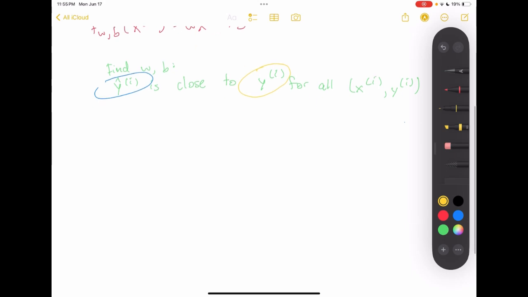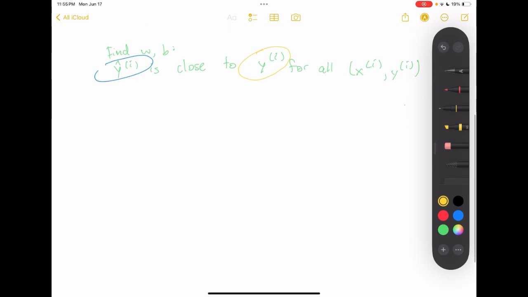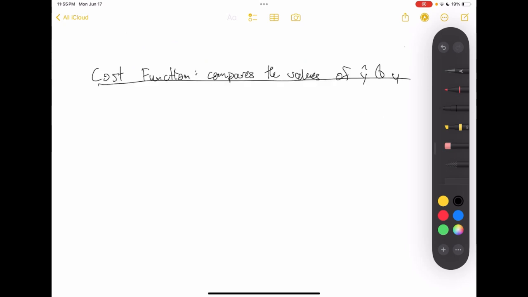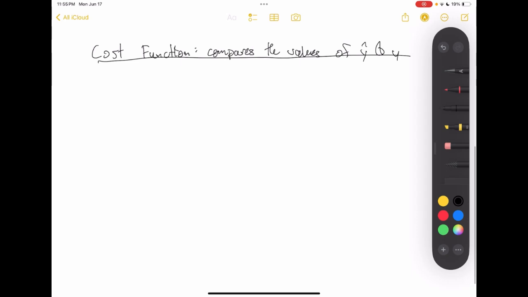And how we can really decide how well our model is doing is by using an algorithm called the cost function. And like I said, the cost function compares the values of y hat and y. So we basically use the cost function as an error function. We're computing the error of our model. And so it starts off with this y hat superscript i minus y superscript i. And this is just the difference between y hat and y.